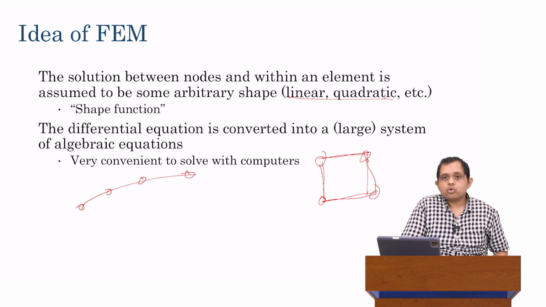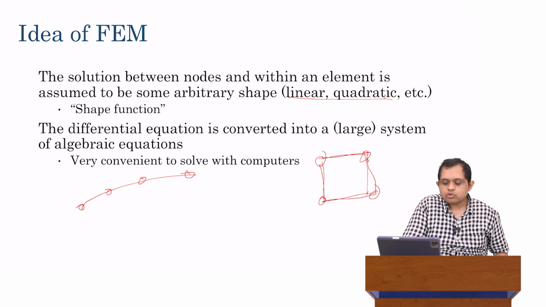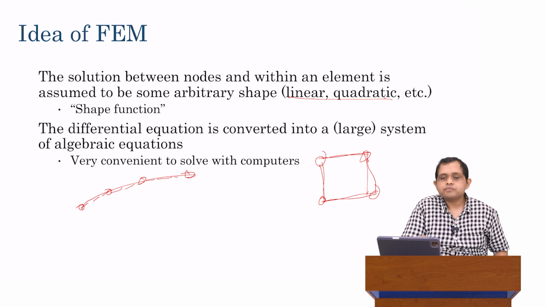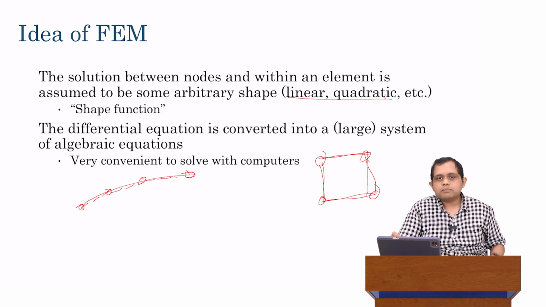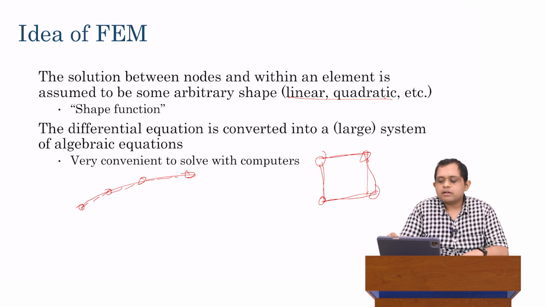In between those nodes, we are going to assume the solution is, there are many assumptions we can make, but we can assume the solution is linear. So I'm drawing the solution using these dotted lines. Obviously, you can see that the solution is not linear in reality. The actual solution which I have has some amount of curvature even in between nodes, but we're going to assume the solution is linear.